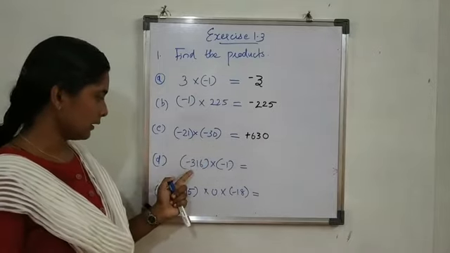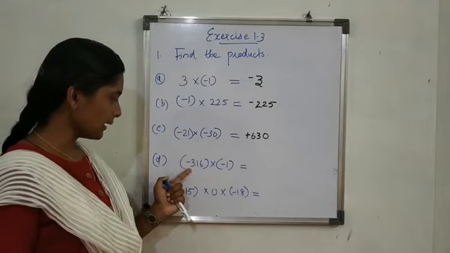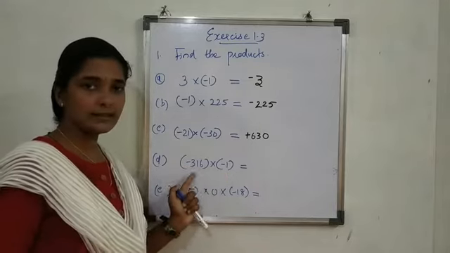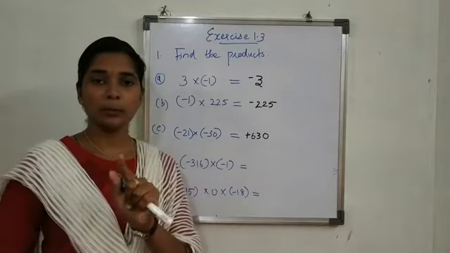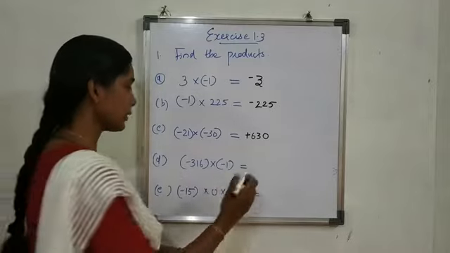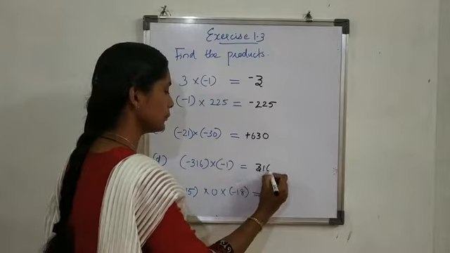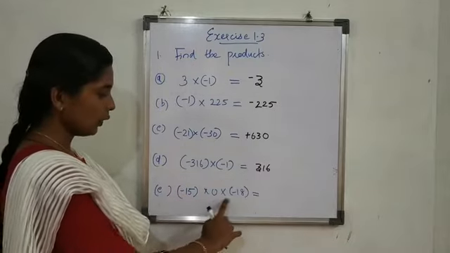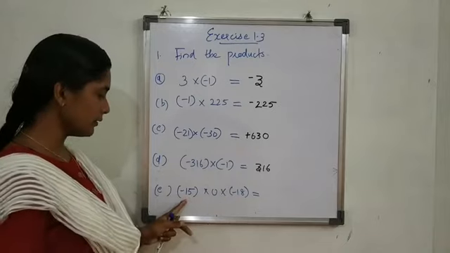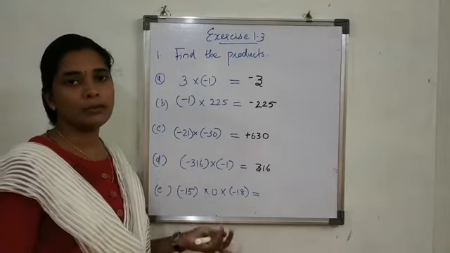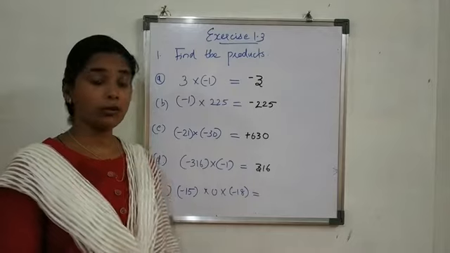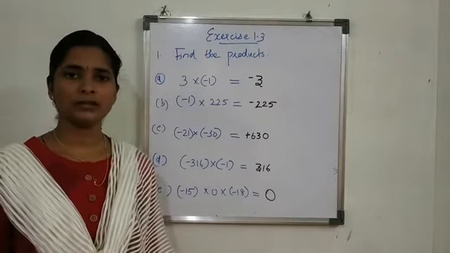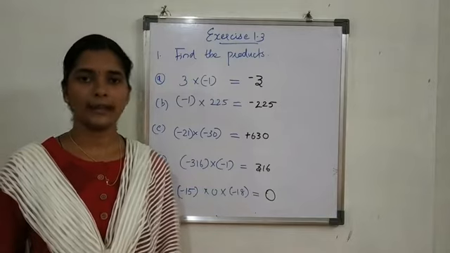Then here, also the same: minus 316 into minus 1. Two negative integers. 2 is an even number, therefore the answer is positive. Then this one: minus 15, 0, minus 18. Here two negative integers and one 0 are there. When we multiply any number with 0, the answer is 0. 0 is neither positive nor negative.